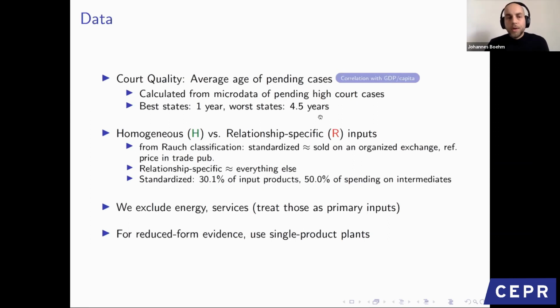On products, we are going to divide all the goods into whether they're homogeneous or relationship specific, according to the Rauch classification of goods. So standardized or homogeneous means that these goods are sold on an organized exchange, or for these goods there's a reference price in a trade publication. Okay? Whenever we talk about inputs, we exclude energy and services here because we don't have very detailed data. We treat those as primary inputs. Okay? And for reduced form evidence, which I'm going to tell you about next, we're only using single product plants to be clean. Later on in the structural stuff, we're going to use also multi-product plants.